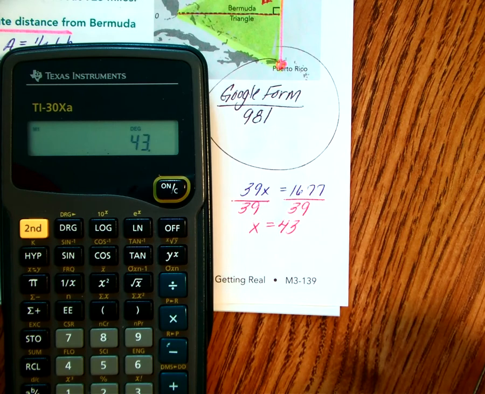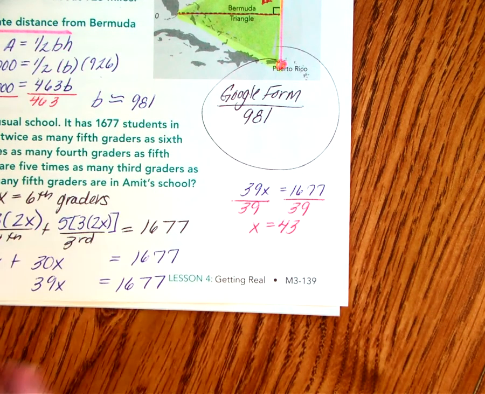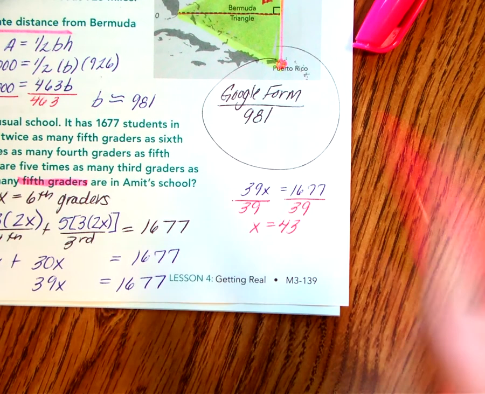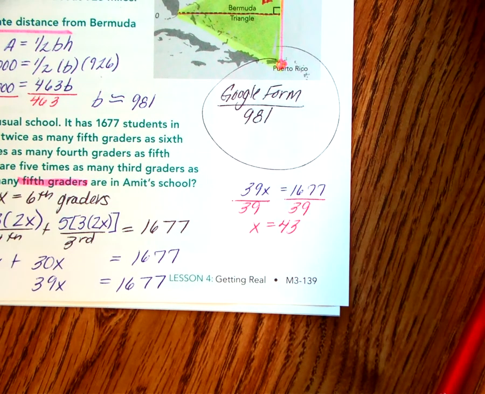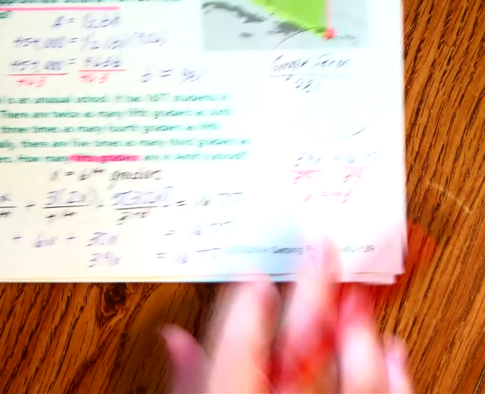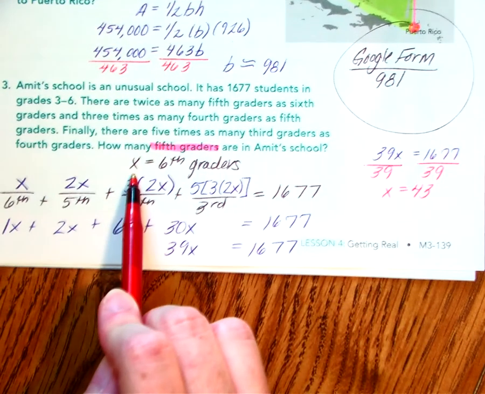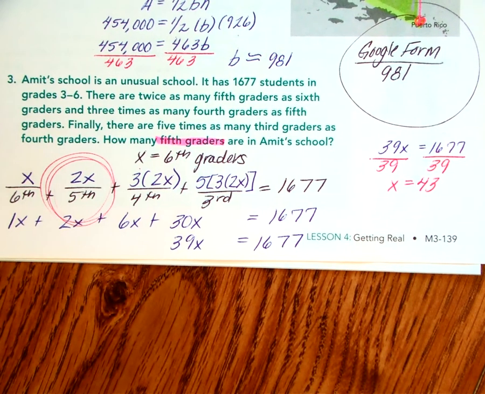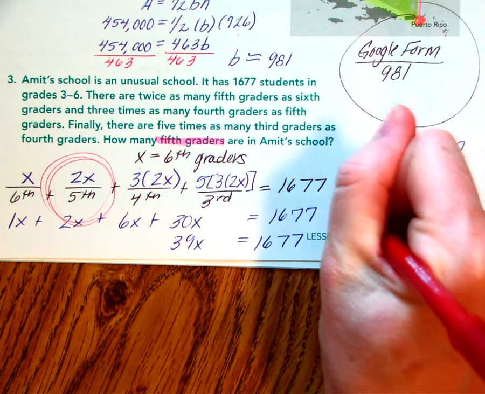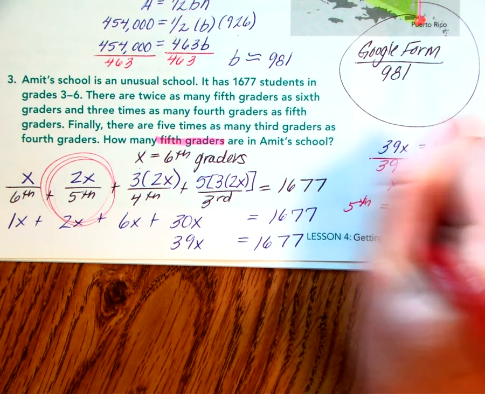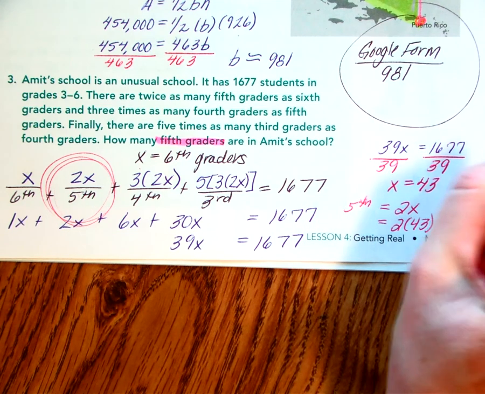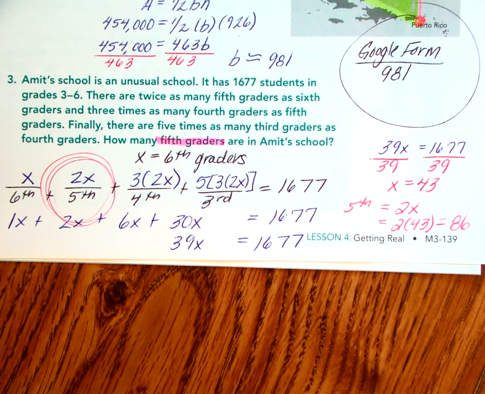And yesterday, I was like, oh, I should be done. Let me read the question, make sure I answered it. Be careful, friends. It says, how many fifth graders? Well, fifth graders were not x. X, if you go back, represented my sixth graders. They want to know how many fifth graders. So how many guys right here? What do you have to do? The fifth graders is 2 times x, which is 2 times 43, which is 86. So what goes inside your Google form? What do you put?